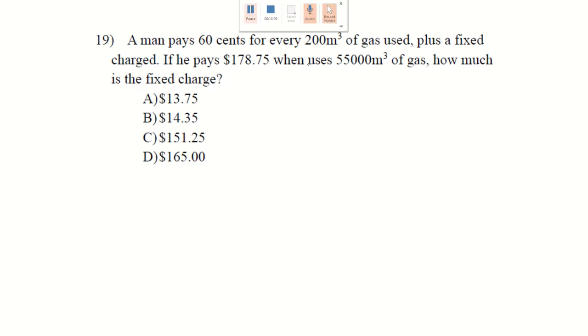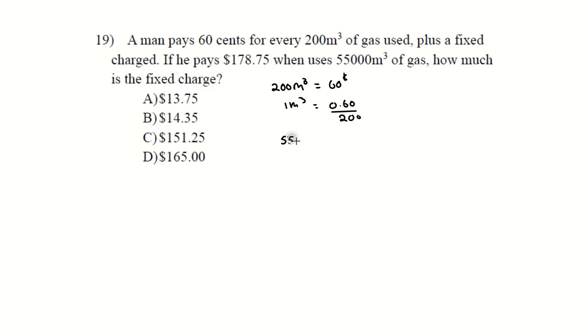So first off, we know 200 meters cube is 60 cents. That's what they told us, right? So 1 meter cube would be 0.60 divided by 200. And then we want to know how much it is for 55,000.